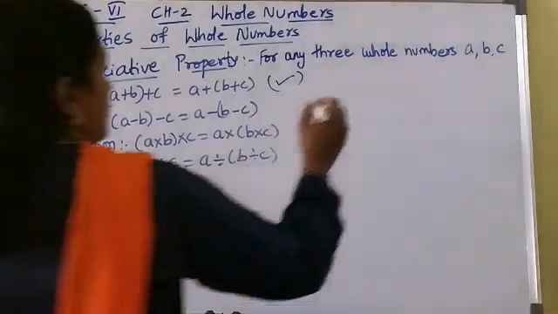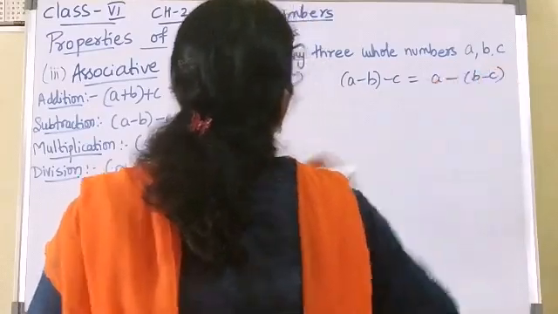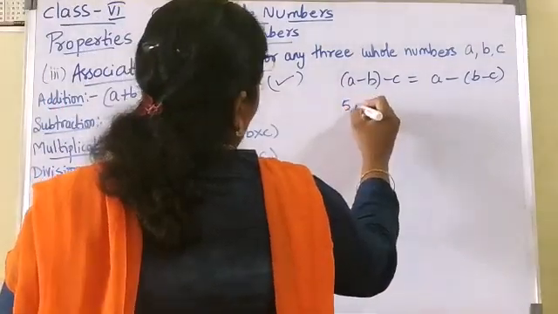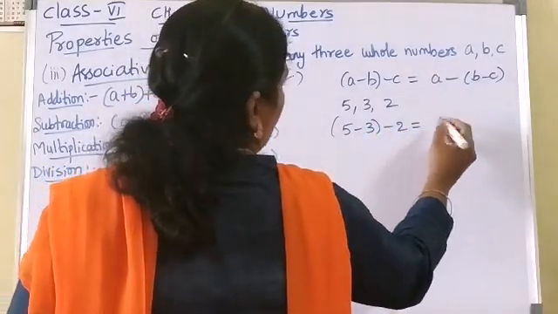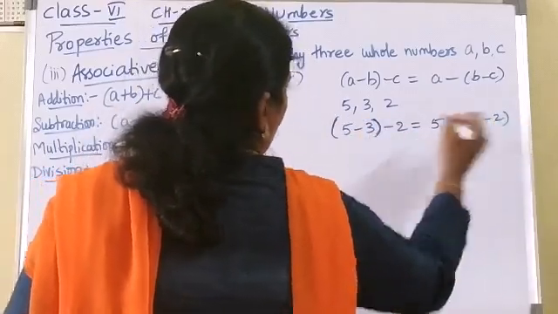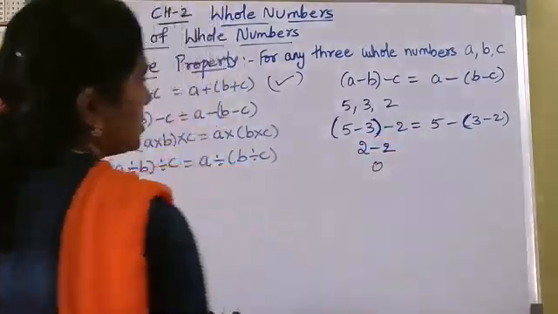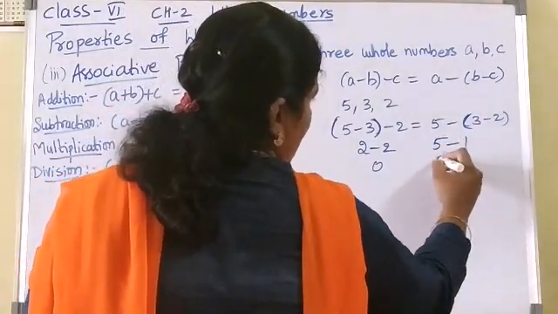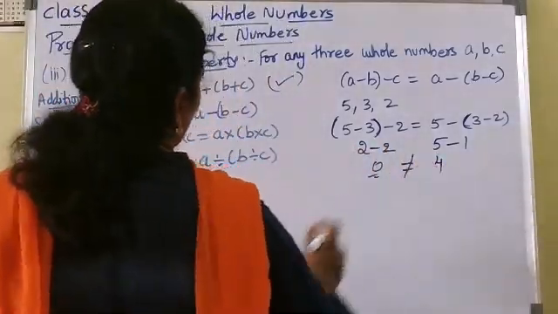Now coming to subtraction. (A minus B) minus C versus A minus (B minus C). We will check whether you get the same answer if the grouping is changed in subtraction. Take any values 5, 3, 2. (5 minus 3) minus 2 equals 5 minus (3 minus 2). Here 5 and 3 are in one bracket. In this, 3 and 2 are in one bracket. So 5 minus 3 is 2, and here minus 2. 2 minus 2 is 0. Coming to the other side, 3 minus 2 is 1. So 5 minus 1 is 4. Are you getting the same answer here? No. Here on the LHS you got 0 and on the RHS you got 4.